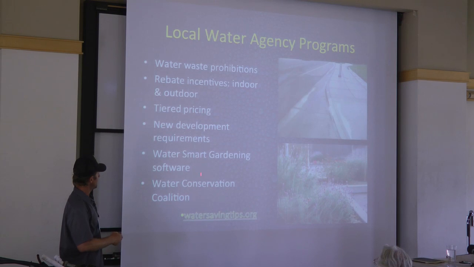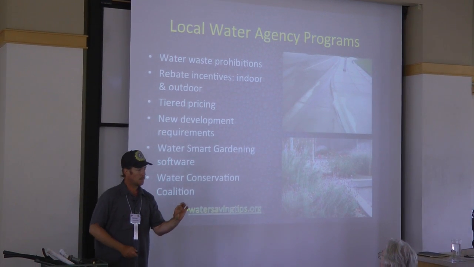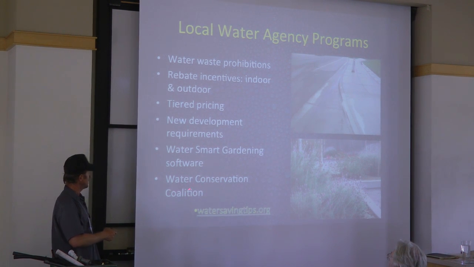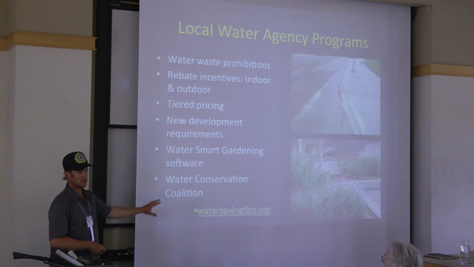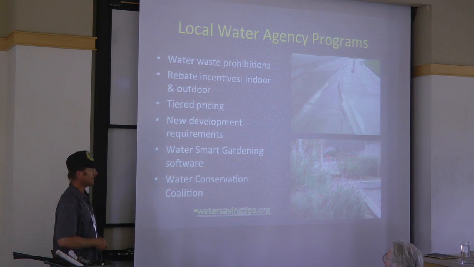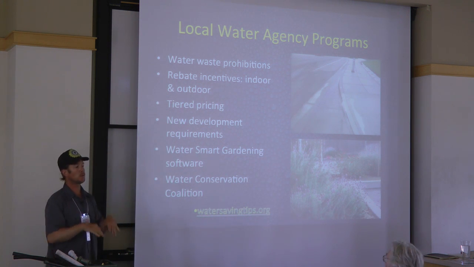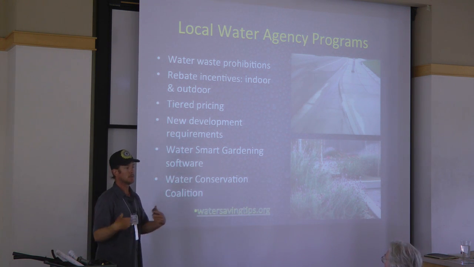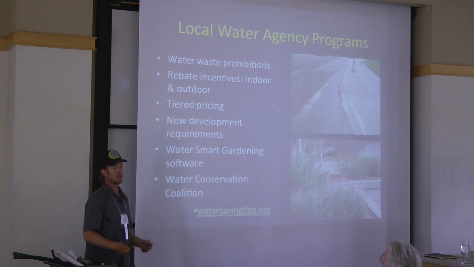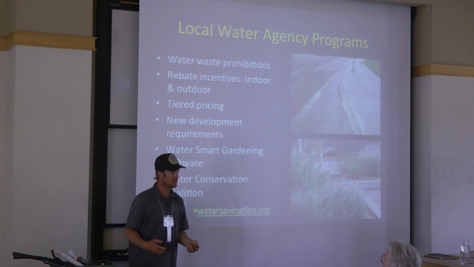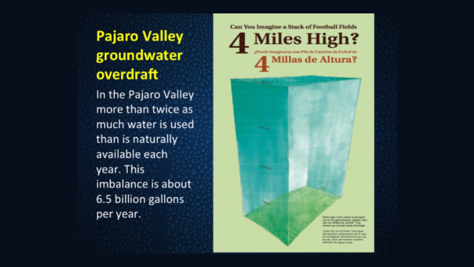There's also some information online that can be really helpful. There's a Water Smart Gardening software. You can find that along with information about the Water Conservation Coalition of Santa Cruz County at watersavingtips.org. Lots of good information there. Basically, the Water Conservation Coalition of Santa Cruz County has representatives from all the local water agencies, because they have similar goals to help people use water as efficiently as possible and reduce outdoor water use. So they often collaborate together at events to spread the word out to the public.